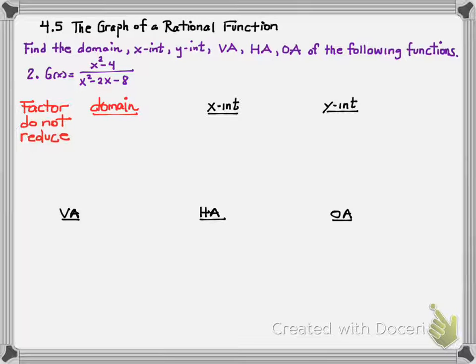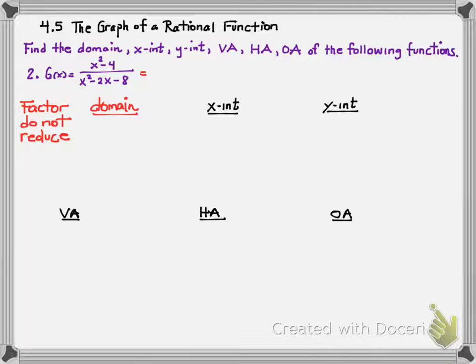Alright, here we go with number 2. So after doing number 1, you've noticed that we're really reviewing 4.1 and 4.4, for this first part of 4.5. This is part 1, by the way. So number 2, we have g of x equals x squared minus 4 over x squared minus 2x minus 8. The first thing we're going to do is factor this thing.